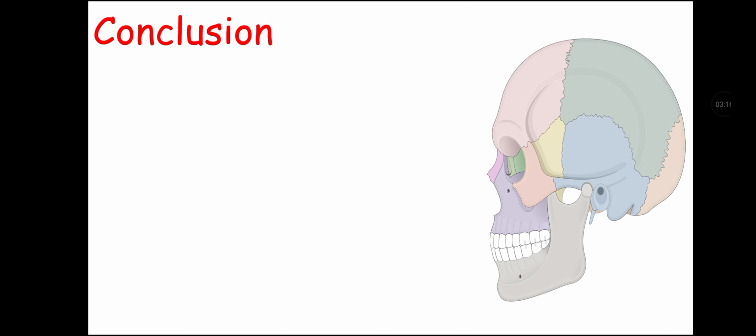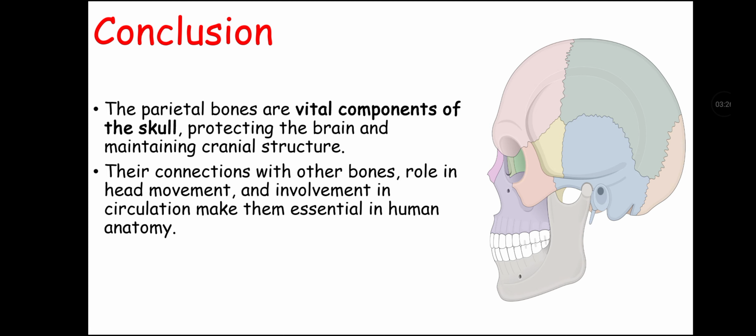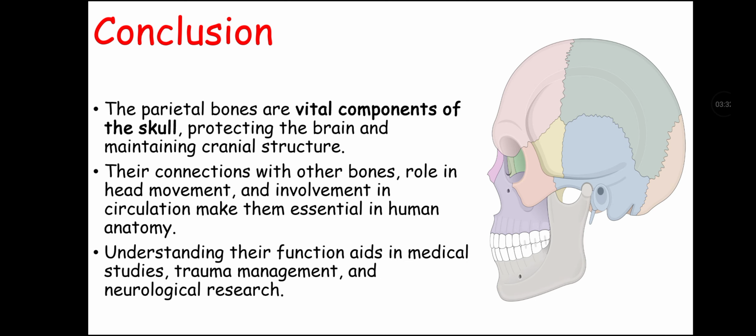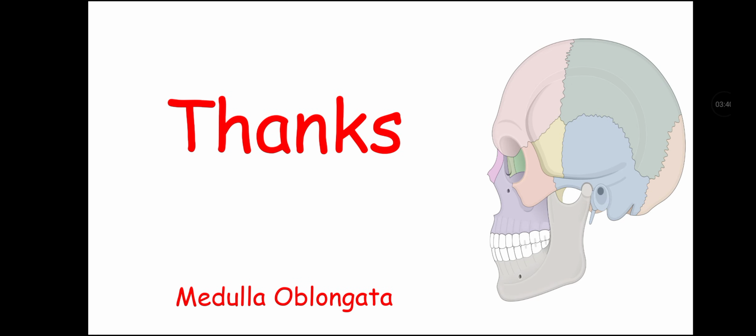Now let's talk about the conclusion of this video. Parietal bones are vital components of the skull that protect the brain and maintain crucial cranial structures. Their connection with other bones, role in head movements, and involvement in circulation make them essential in human anatomy. Understanding their function aids in medical studies, trauma management, and neurological research. And this was all about the parietal bone.